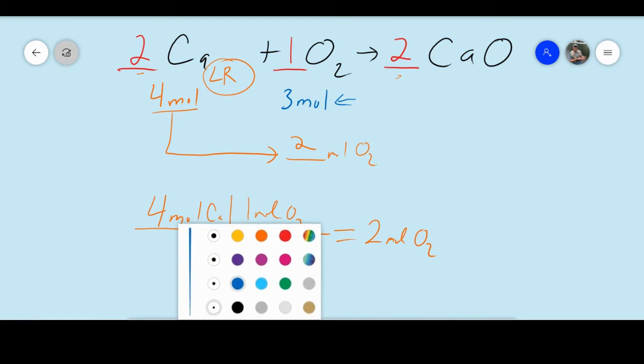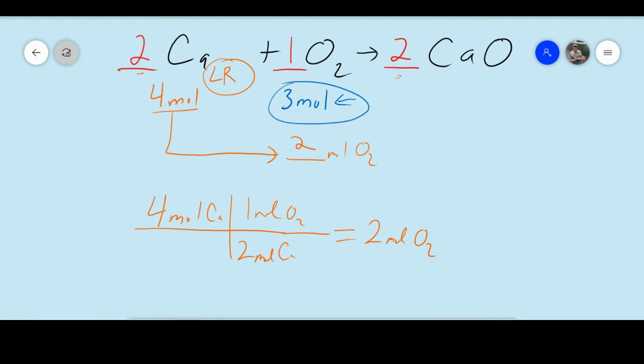Now, if I compare that number to what I actually have, I need 2 moles to react with the calcium, but I have more than that. I have 3 moles. That tells me, again, that calcium here is my limiting reactant because I have more oxygen than I need to react with the calcium that I have. That is enough. That's all we need to do to figure out the limiting reactant.